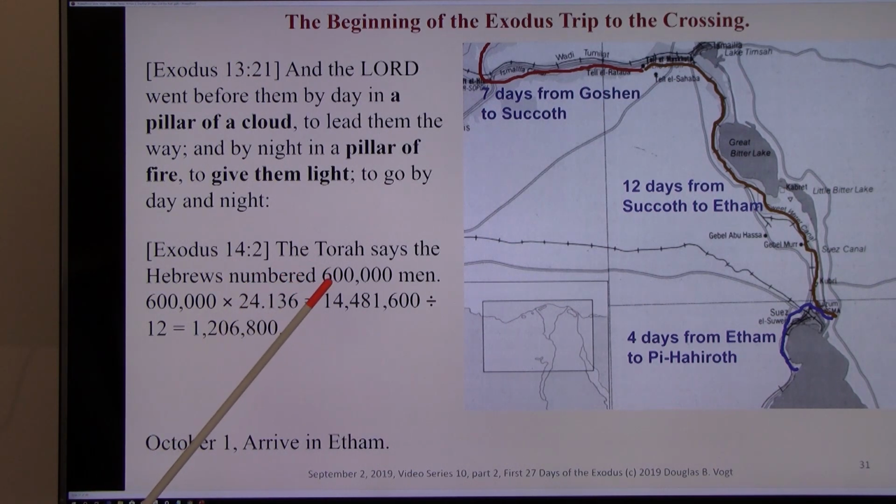The Torah says that the Hebrews numbered 600,000 men. Remember, the code systems was one of them. I had figured out the length of the sacred cubit. That's the number, 24.136 inches. Times 600,000 gives you that, divided by 12, you could say for the 12 tribes, gives you that. That's the 12,068 number with a couple of zeros after it. That's really the real message he's really saying here. Arrives at Etham, which is now Suez City down here, October 1.